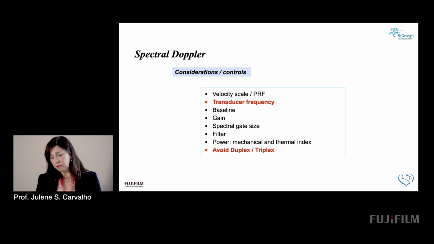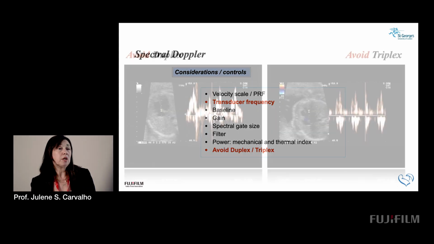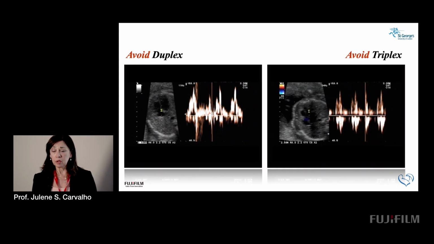So again, higher frequency, more sensitivity, but lower frequency, you'll be able to read higher velocities. And this is probably not so much of a problem nowadays, but I still encounter that. There's something called duplex and triplex that you should really avoid, and this is really exaggerating the problem.